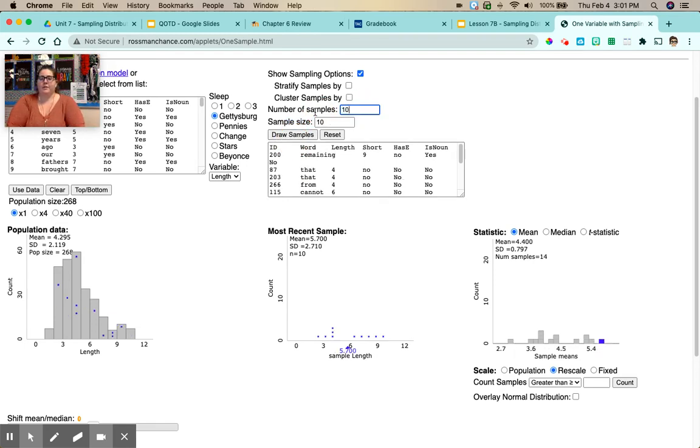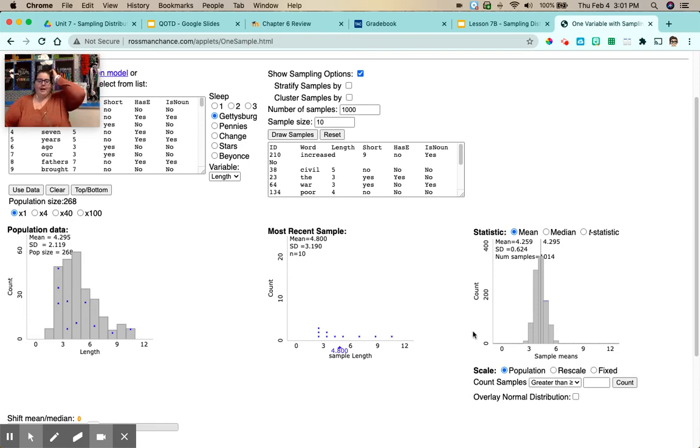I'm going to have this computer program take 1,000 different samples of size 10, because I want to see what this sampling distribution over here looks like in the end. So if I draw those 1,000 samples, I can see what that distribution now looks like. I have it using the same scale as my population distribution, just so we can really truly compare the difference. So you'll notice with this that our shape has changed slightly, but also more obviously our spread has changed.